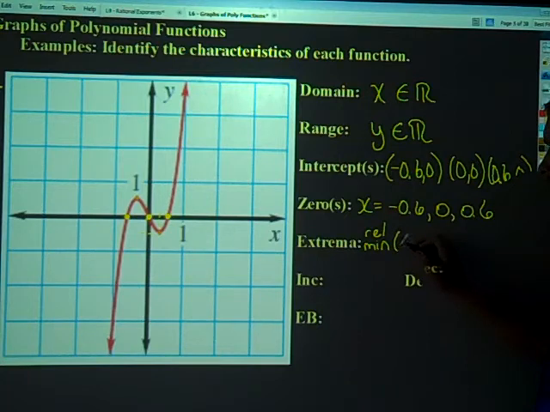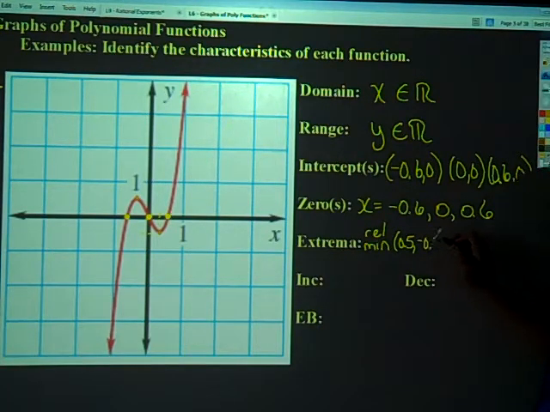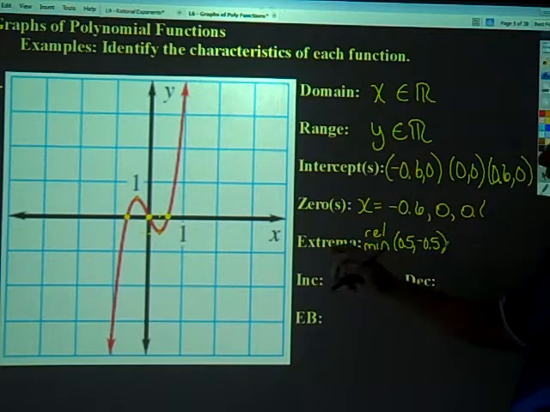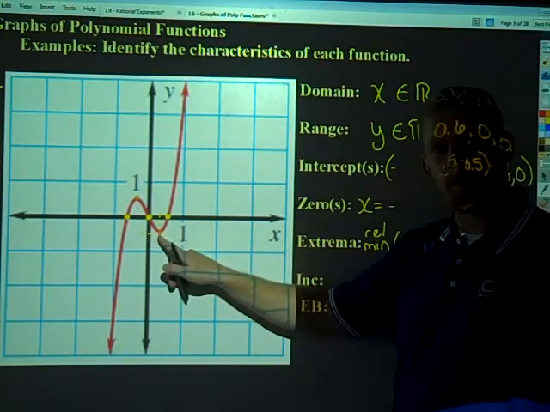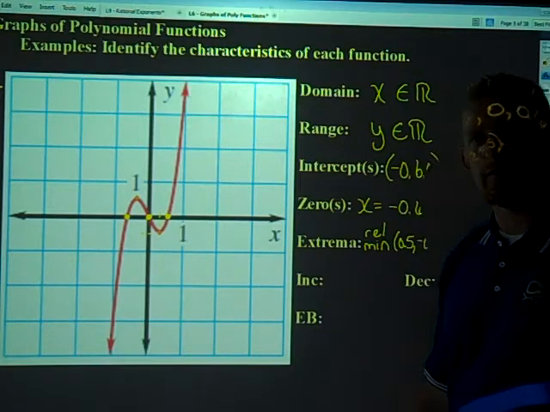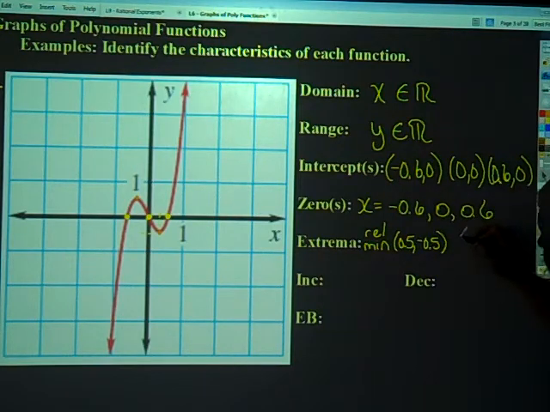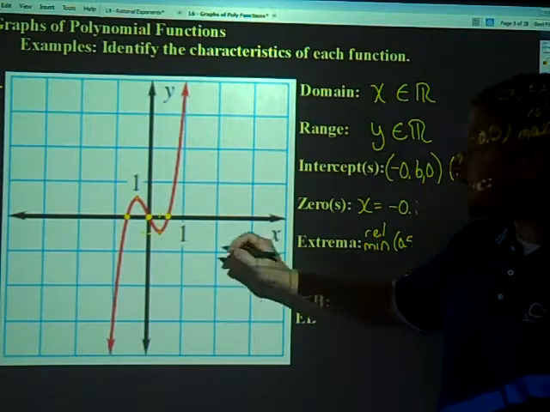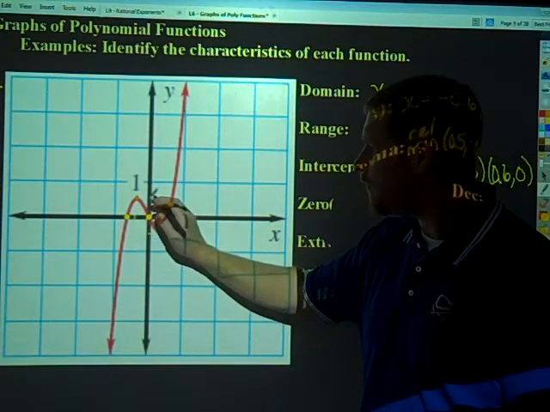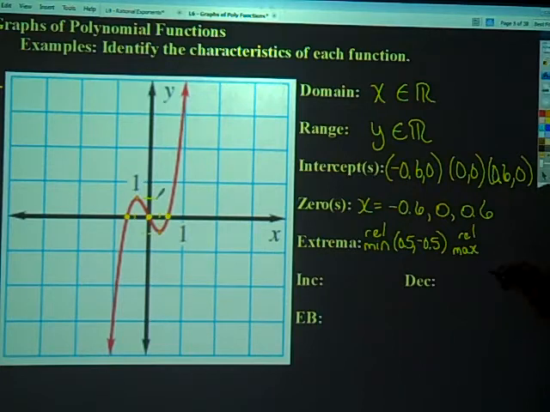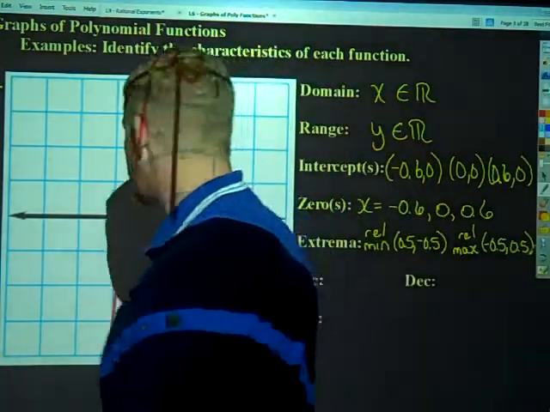This is roughly 0.5 and negative 0.5. That is the x, y coordinates for this relative minimum. We have a relative max over on the other side here, and that is roughly about the same location. It's going to be negative 0.5, 0.5, or 1/2, negative 1/2 and 1/2.